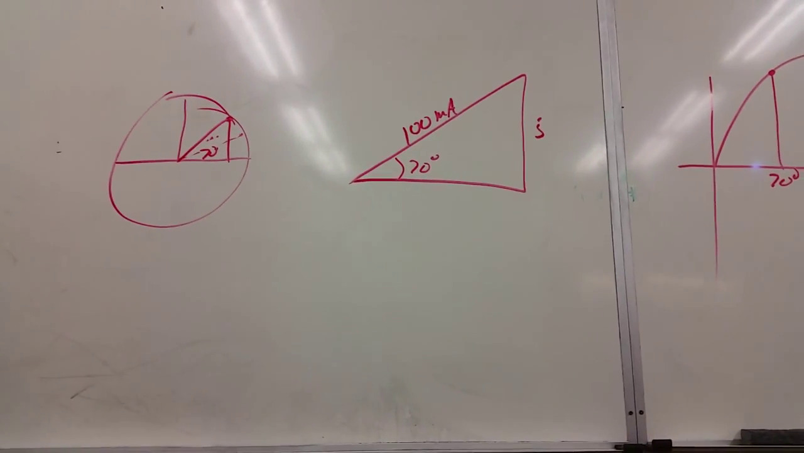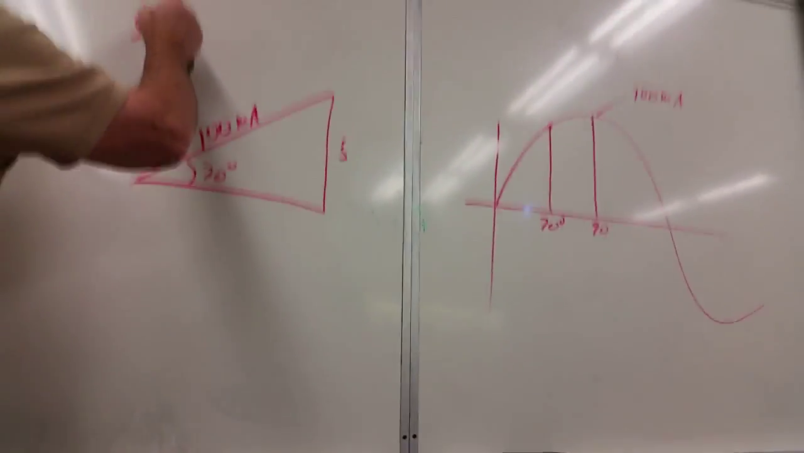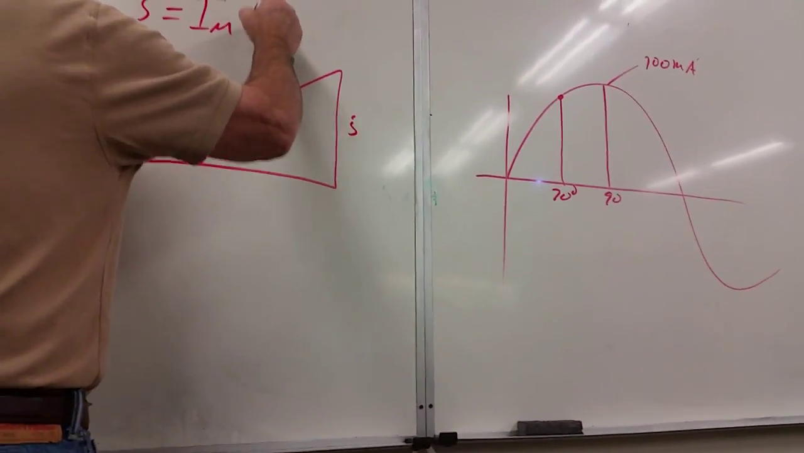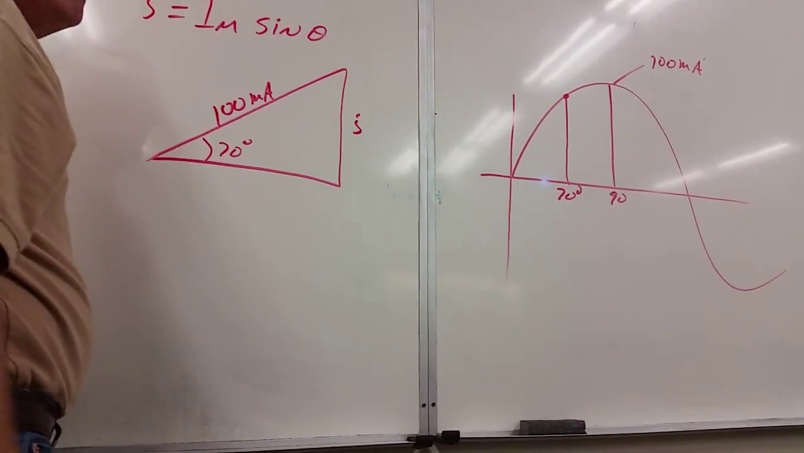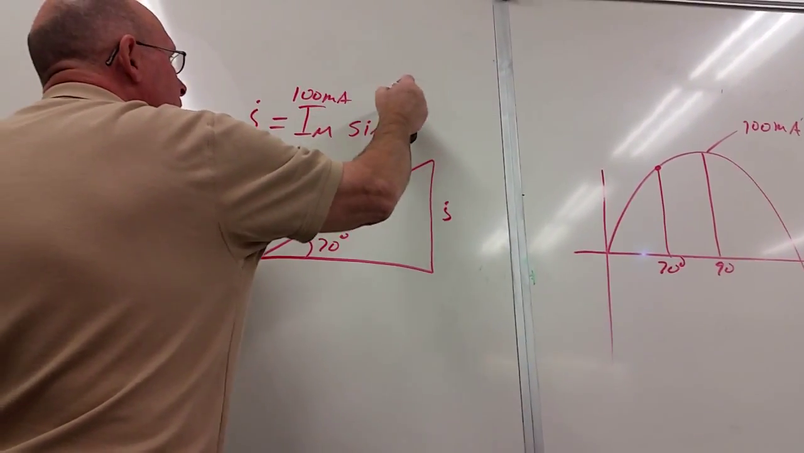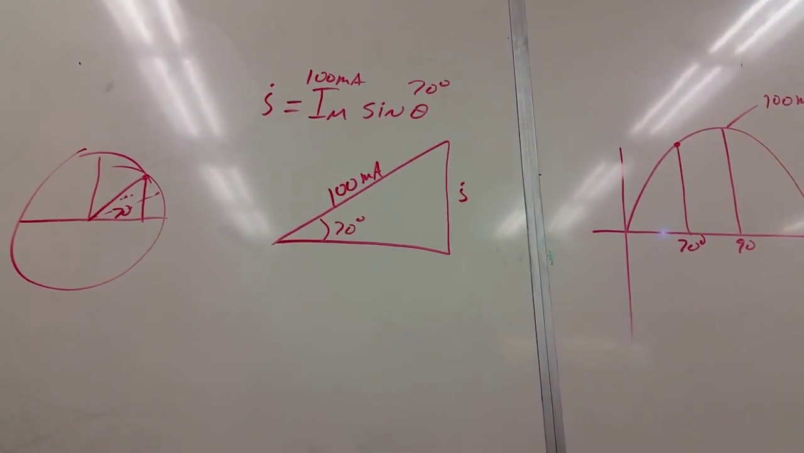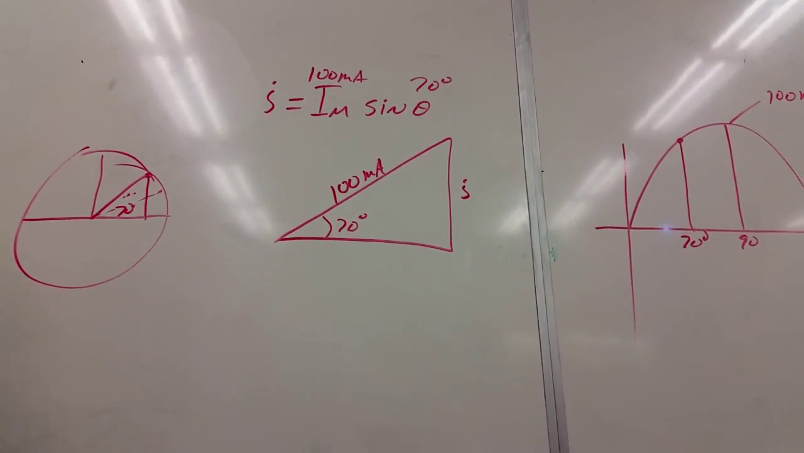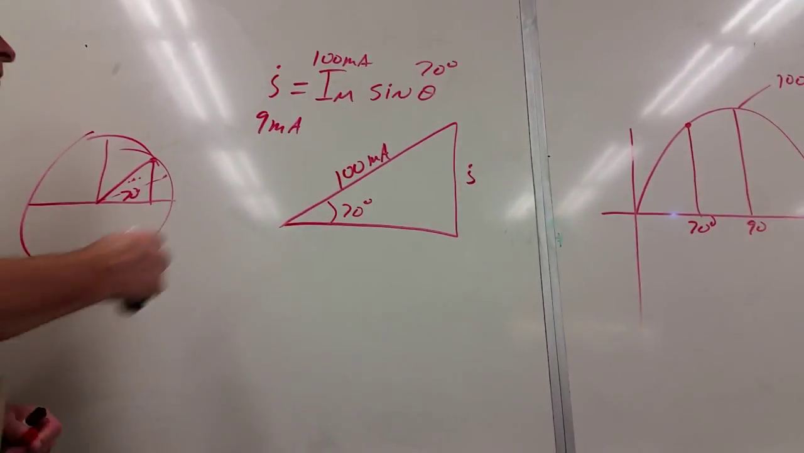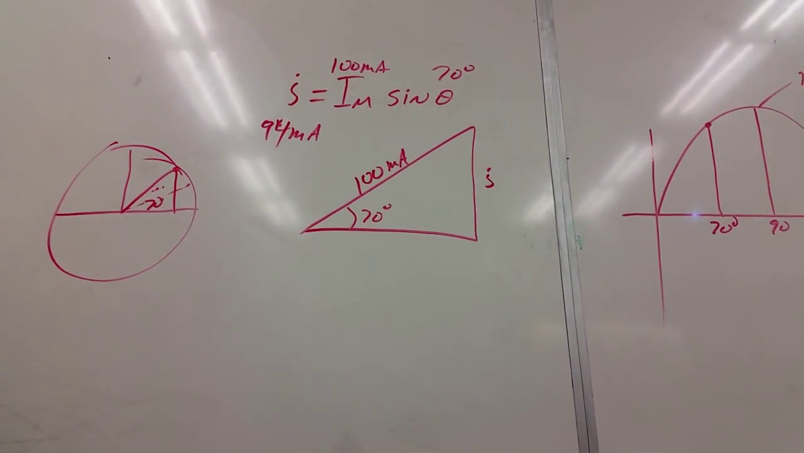Okay, so what's the formula? Instantaneous current is equal to what? The max value times the sine of theta, right? So we know I have 100 milliamps and 70 degrees. The answer is 94 milliamps. Okay? 94 milliamps. Okay, is that what everybody got?